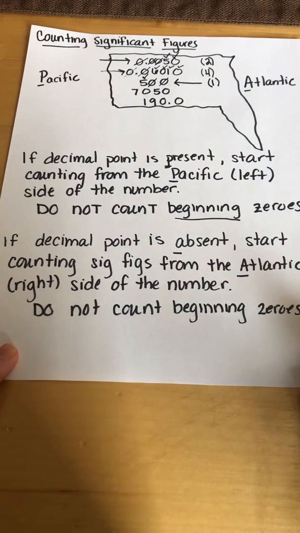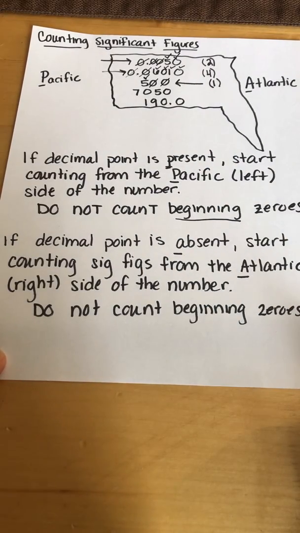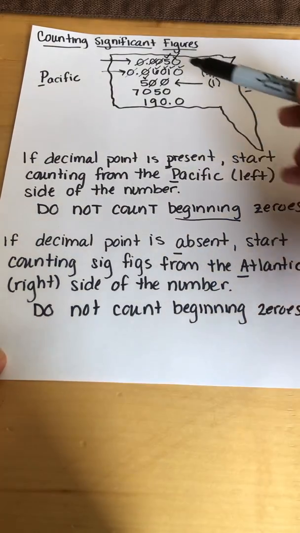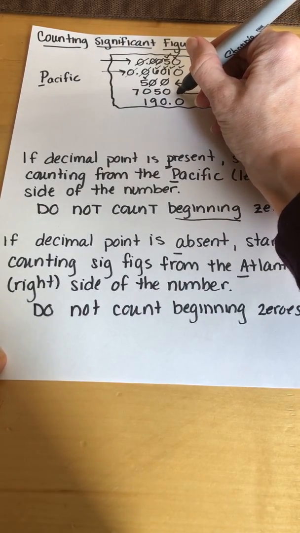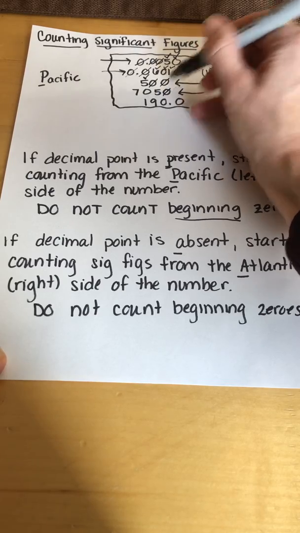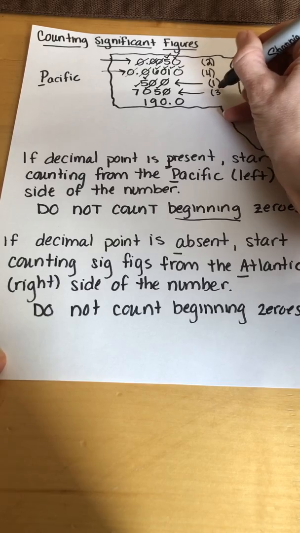because let's say somebody asked you, if you were at an event, how many people were there? And you said, 500. It's very likely that you just rounded, that you didn't actually sit there and count out 500 people. So the number 500, it should make sense to only have one sig fig. It's not a very certain measurement. All right, the next example we see, again, decimal point is absent. There's no decimal point, so I'm going to start counting my sig figs from the Atlantic side of the number. Don't count beginning zeros, but then I count every number I see after that. So this has 3 sig figs.